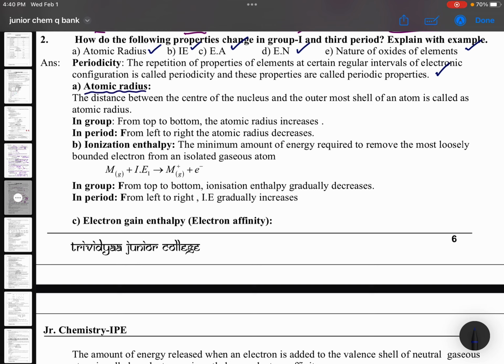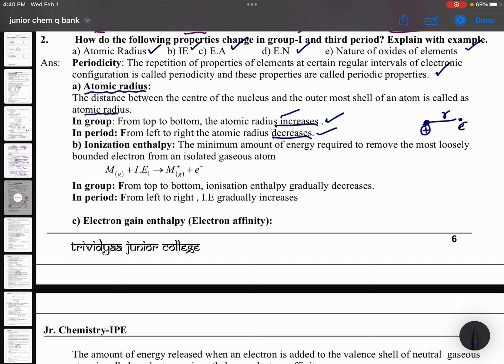Atomic radius. The distance between the center of the nucleus and the outermost shell of an atom is called atomic radius. For example, this is the nucleus and this is the outermost shell. This distance is called atomic radius. In a group, from top to bottom, atomic radius increases. In a period, from left to right, atomic radius decreases. Remember this. No need to write the reasons every time, but if you add the reason, that will be much better.